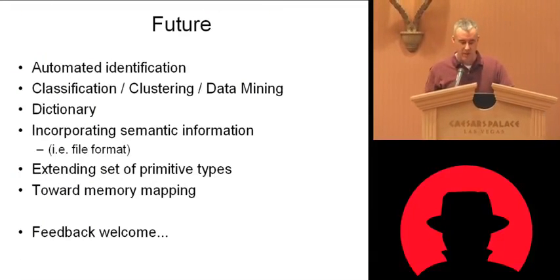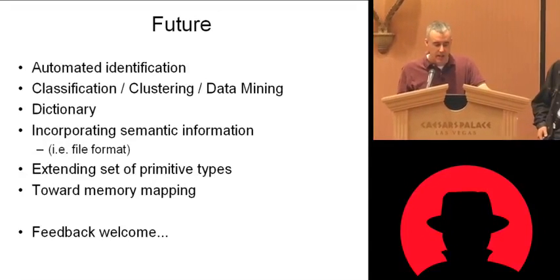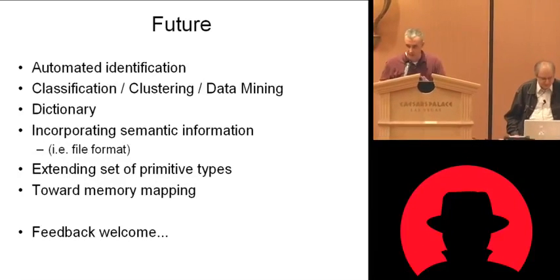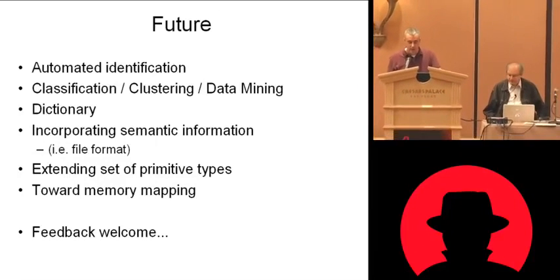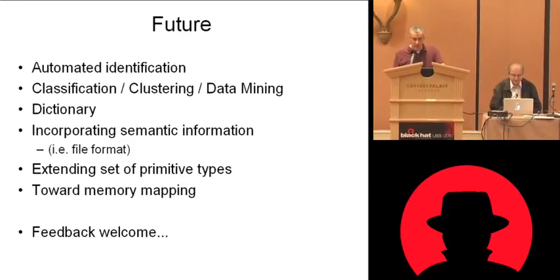So again, just kind of the theme that there's the potential here for automated identification. The idea of using classification techniques, clustering techniques, data mining techniques, combining all of that in some way to have automation helpful. You could incorporate knowledge about what comes before, some probabilistic knowledge, like one data type typically follows another primitive type, or known offsets in a file format.